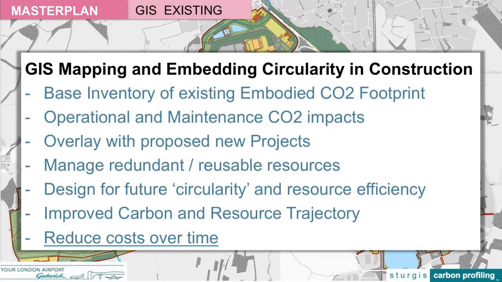We've done a base inventory of all the existing assets, and of course some of those, like grass areas or trees and what have you, will actually be a positive thing as opposed to an embodied carbon cost. Then we've done operational maintenance. That's the next phase: looking at the operation and maintenance of the airport and how that relates to the first bit. Then the idea is to overlay that with the new projects, the capital investment projects that Doug referred to. You can see there's a layering of information here: existing operations and maintenance, and then new projects as the next layer.